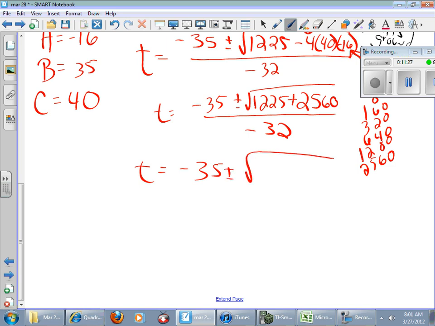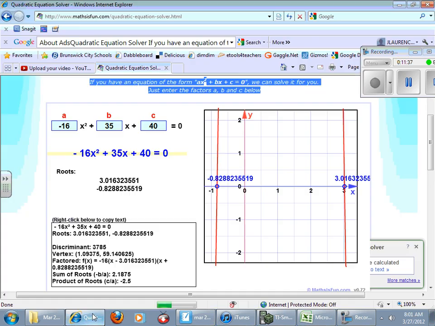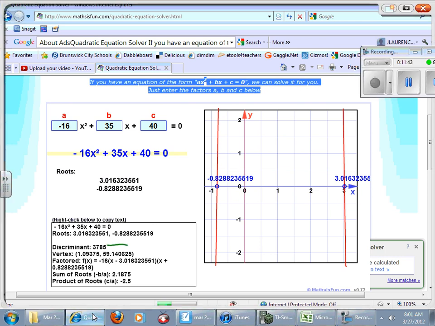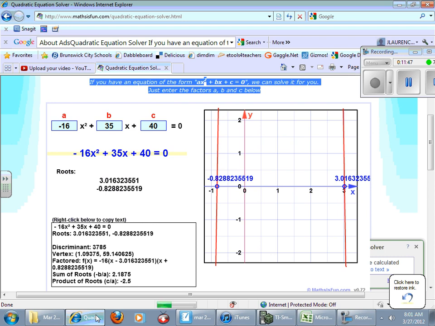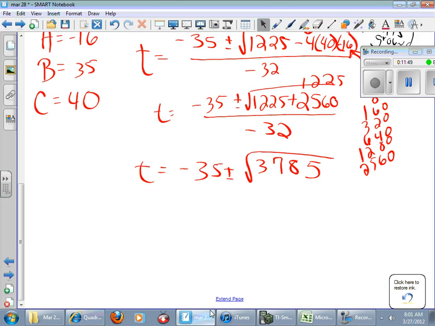Okay, let me see here. I'm a vertical kind of adder. 3,785. Let me just see. Do I have that up there still? 3,785. Yep, there's my discriminant right there. That's what I was supposed to get. So you see, I can use this tool to help me reassure myself and feel like, oh, I'm doing an okay job. All right, I've got to put this over negative 32.